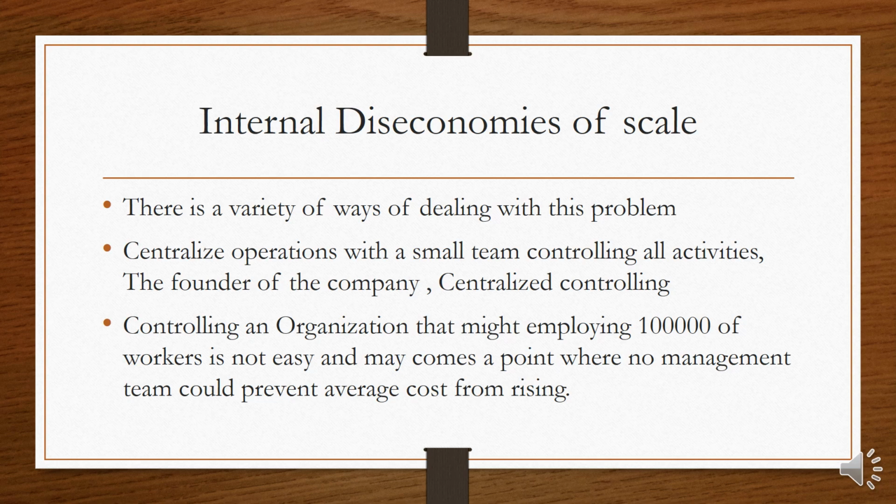For this first reason, there are a variety of ways of dealing with the problem. Whenever the cost increases, do you think that the top management will keep silent? They will take many actions to control it. The first way is centralized operations with a small team controlling all the activities. Previously we knew that a business means many hierarchies of management, and the business structure will be entirely different. So instead of going through all these structures, the entire decision will be taken by a small team. That is one way.